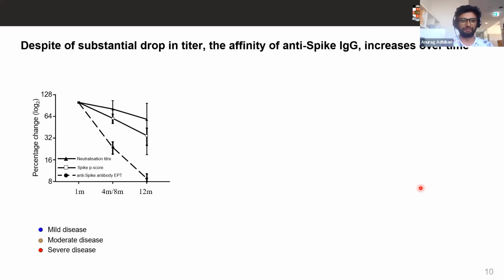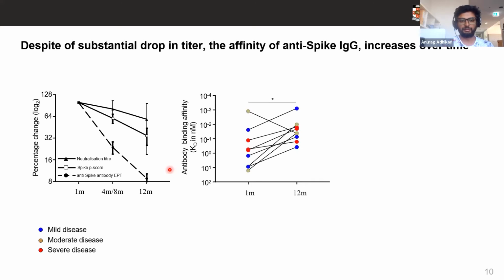So again, when we saw the drop in functions, we wanted to ask a more interesting question. As you can see, the titer is decreasing substantially, even more than 90% from what we started with, and then the neutralization functions and anti-spike P-score are also decreasing, but somehow maintained compared to the titer. Of course, you cannot compare between the functions, but the extent of decrement is relatively slow, I would say.